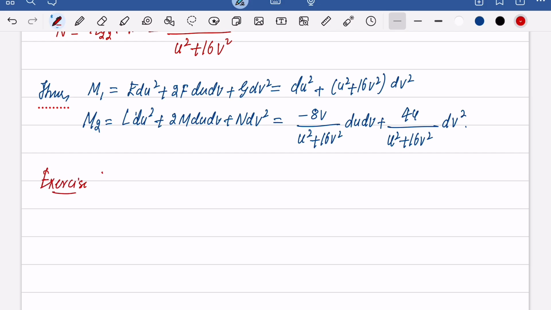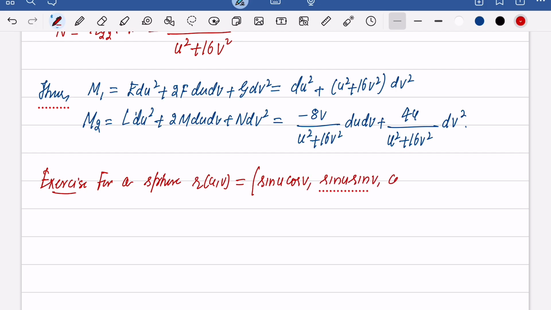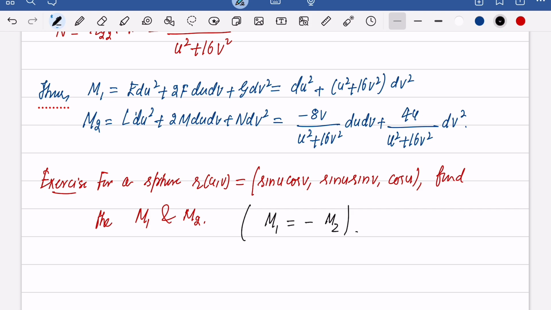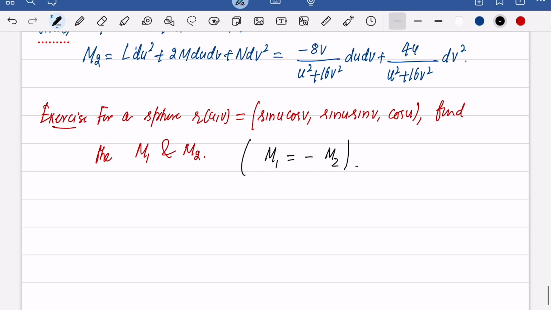This is for a sphere. R of uv is equal to sin u cos v, sin u sin v, cos u. Find the first and the second fundamental forms, that is m1 and m2. And here I shall mention the answers, to verify whether it is done correctly or not. We will get m1 is equal to minus m2. In the case of the unit sphere, the first fundamental form is just the negative of the second fundamental form.